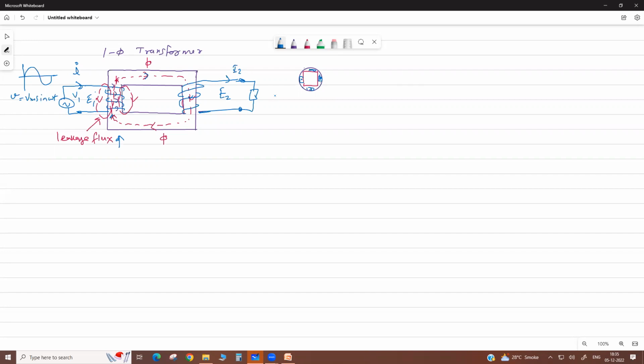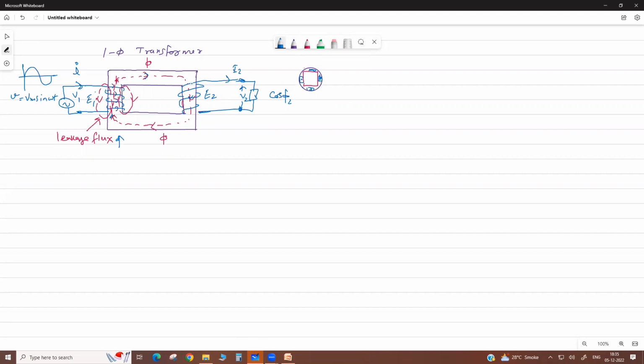Now it depends on the power factor of this secondary load current, whether it is lagging or leading. But when this current flows, there is a drop. Due to the drop, the terminal voltage becomes V2 from E2. So E2 is the induced voltage, and V2 is your output terminal voltage across the load terminal.